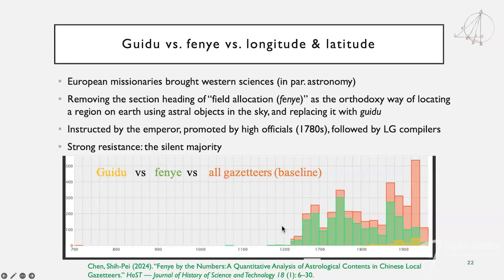So from this kind of quantitative analysis, although this is very simple, this is only based on section headings, and we can search for section headings and then draw maps and temporal charts, this already is very useful.